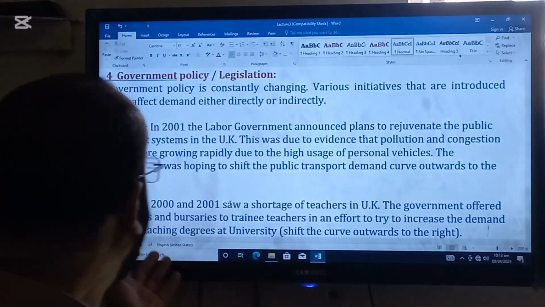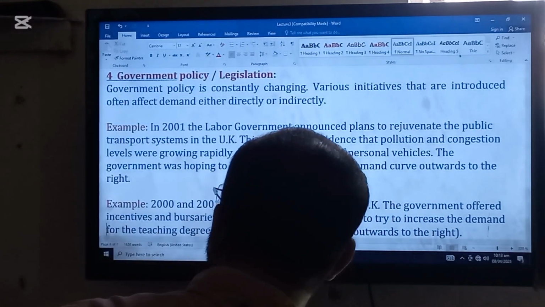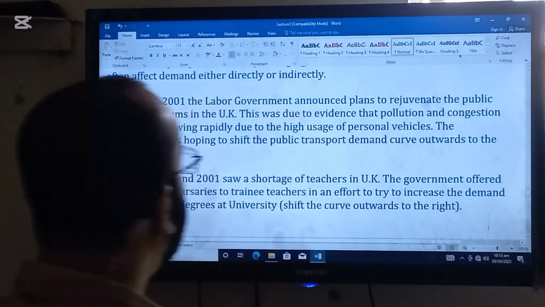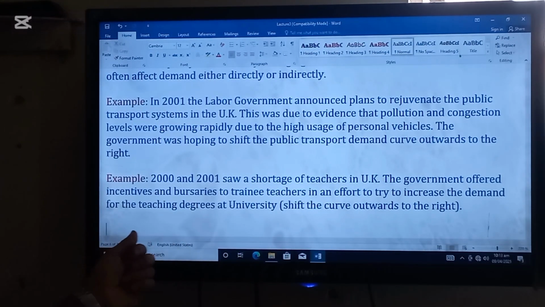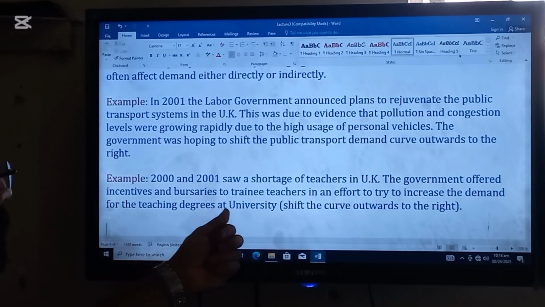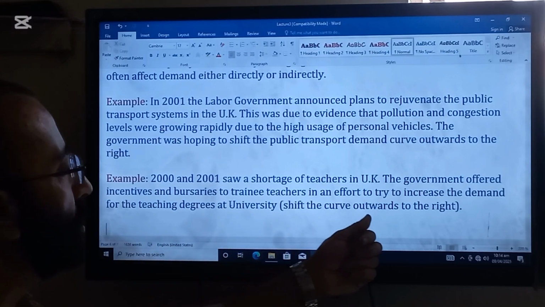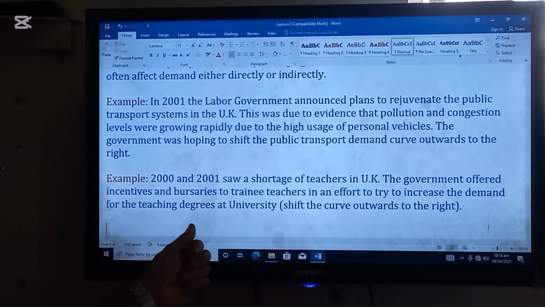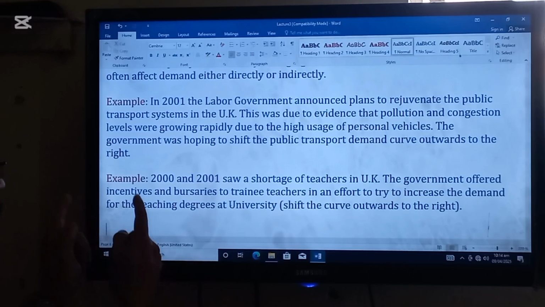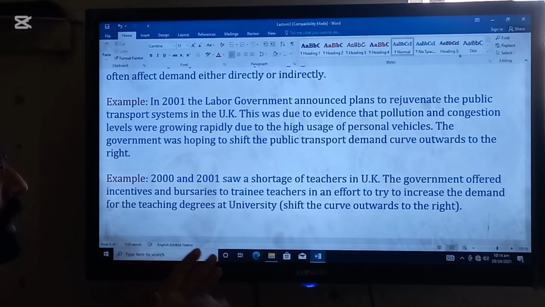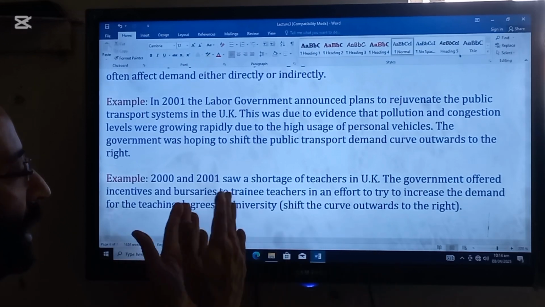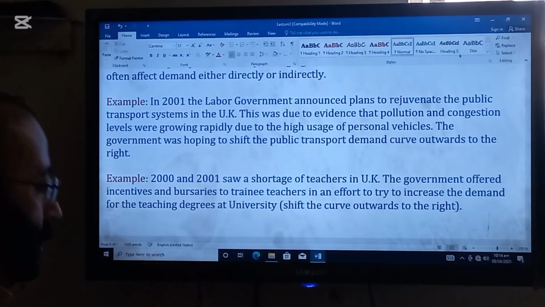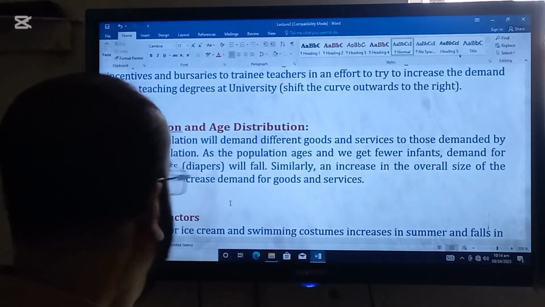And another example is that 2000 and 2001 saw a shortage of teachers in the UK. The government offered incentives and bursaries to trainee teachers in an effort to increase the demand for the teaching degree. So when the government is offering incentives and bursaries, definitely the demand for teachers will increase and the demand curve will move to the right.